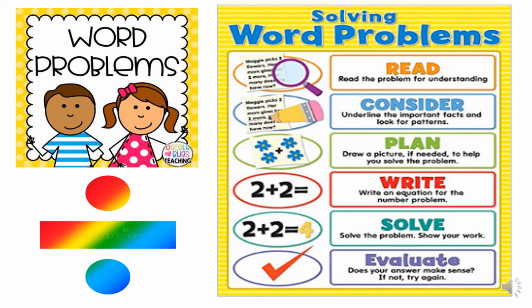When we've done that, we can plan our word problem. Afterwards, we can write down our number sentence. Then we can solve it. And remember, we've been solving our word problems today using pictures to help us. And we've done that by sharing and grouping to help us to divide.